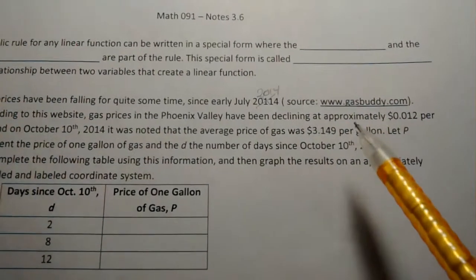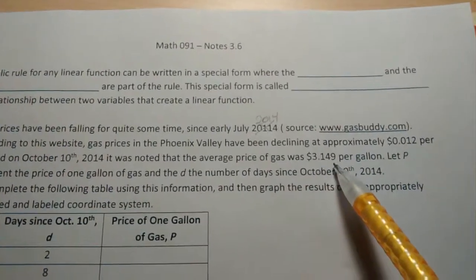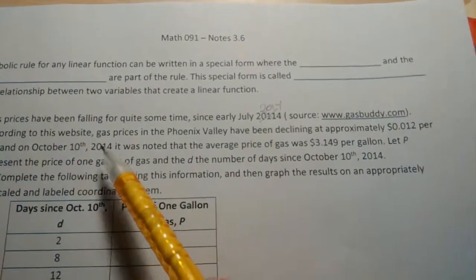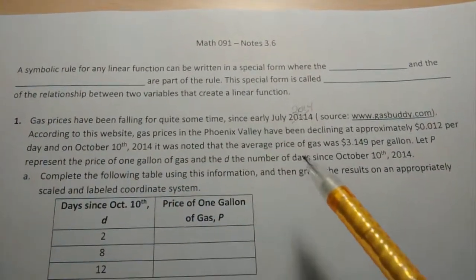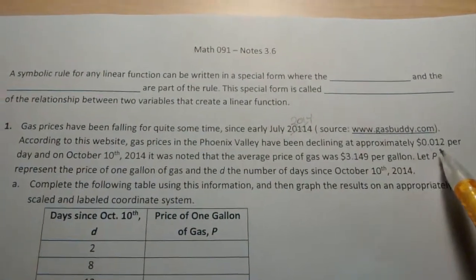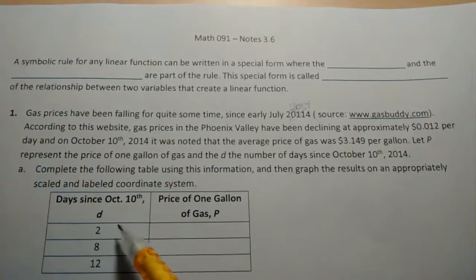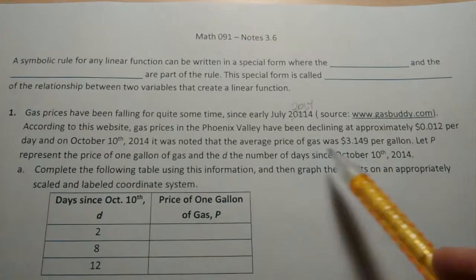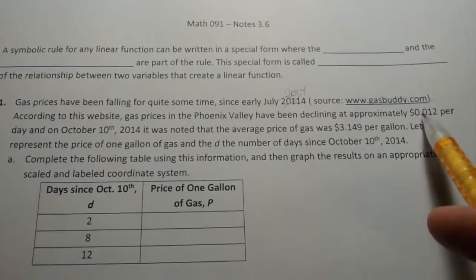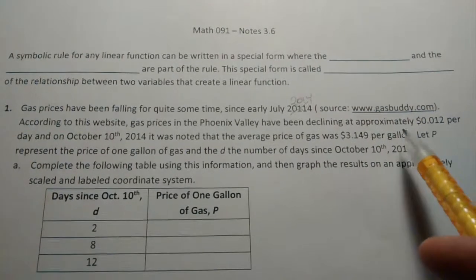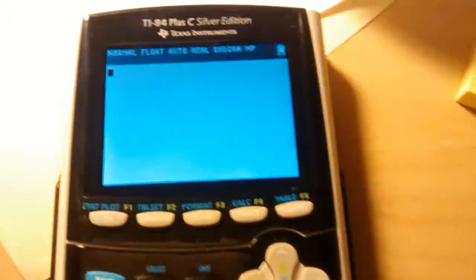All right, so hopefully you're using the starting point of $3.149 on this day, and then every day since that day, gas has been going down approximately that much per day. So after 2 days, if we start here, you're going to decrease this amount with 2 of those. So every day it decreases by that, but after 2 days you're going to decrease that amount with 2 of those. So here's the calculation you should have performed.